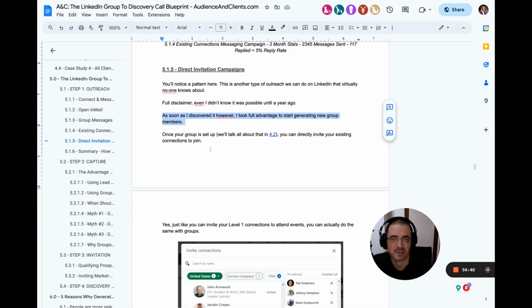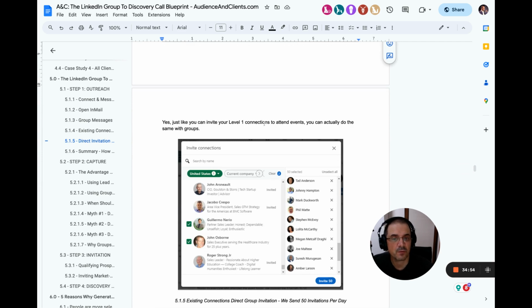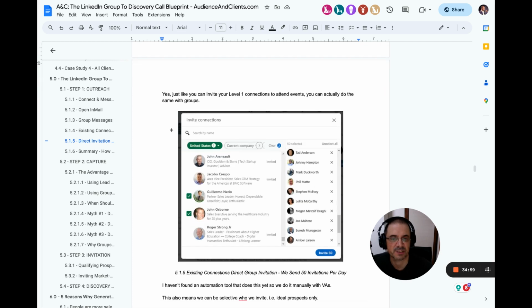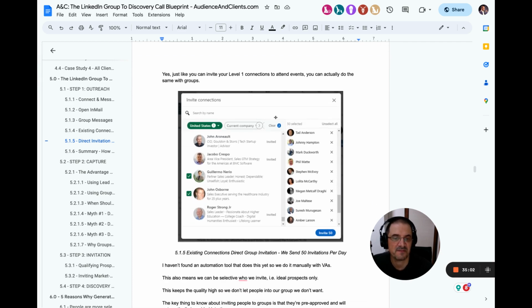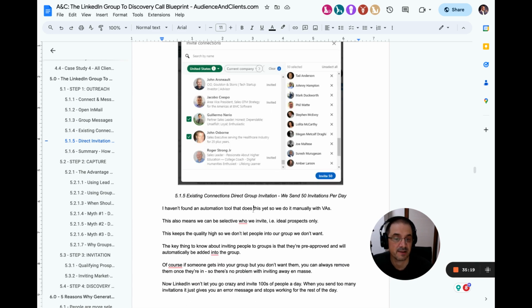Now, once your group is set up, and we'll talk more about that in 5.2, you can directly invite your existing connections to join. Yes, just like you can invite level one connections to attend events, you can actually do the same with groups. So here's a screenshot. Here we've selected 50 people from our existing level one connections, we've selected the ones we want, we've excluded the ones we don't, and we're going to send an invitation to all 50 immediately, just like that, completely free of charge.